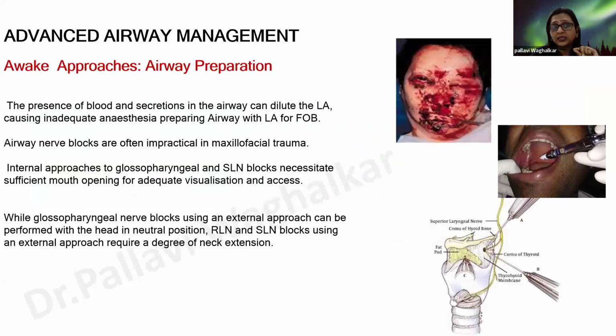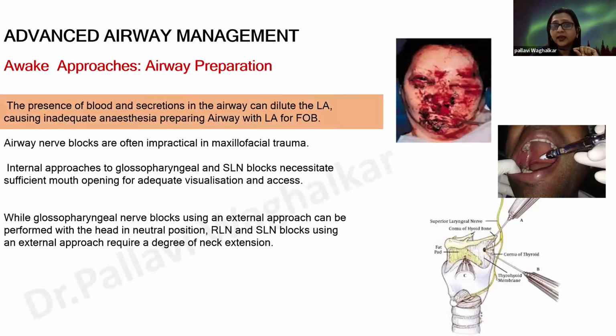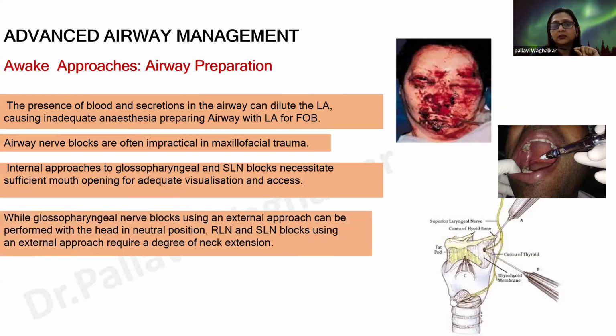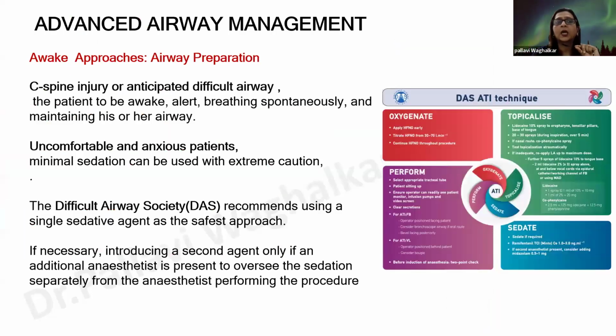What about awake approaches? When you are preparing an airway in these cases, the presence of blood and secretions in the airway can dilute the local anesthetic. They can cause inadequate anesthesia. Airway nerve blocks are often impractical in severe maxillofacial trauma. The internal approaches to the glossopharyngeal nerve or superior laryngeal nerve necessitate sufficient mouth opening for adequate visualization and access. While for the external approaches, the positioning might be difficult, as for the recurrent laryngeal nerve and superior laryngeal nerve you need neck extension, so that can be difficult in these severe trauma cases.